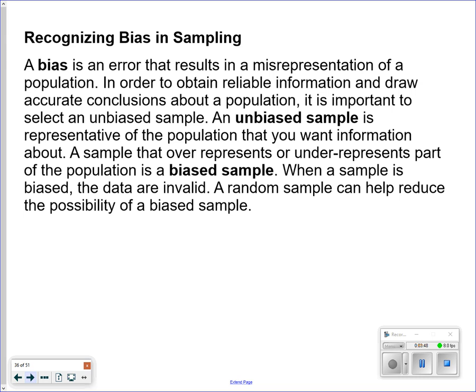All right. Different types of biases in sampling. A bias is an error that results in the misrepresentation of a population. In order to obtain reliable information and draw accurate conclusions about a population, it is important to have an unbiased sample. An unbiased sample is a representation of the population that you want information about. A sample that overrepresents or underrepresents part of the population is again considered biased. When a sample is biased, the data is invalid. A random sample is really the only way to go if you want a true unbiased sample. So if you want an unbiased sample, everything needs to be random.